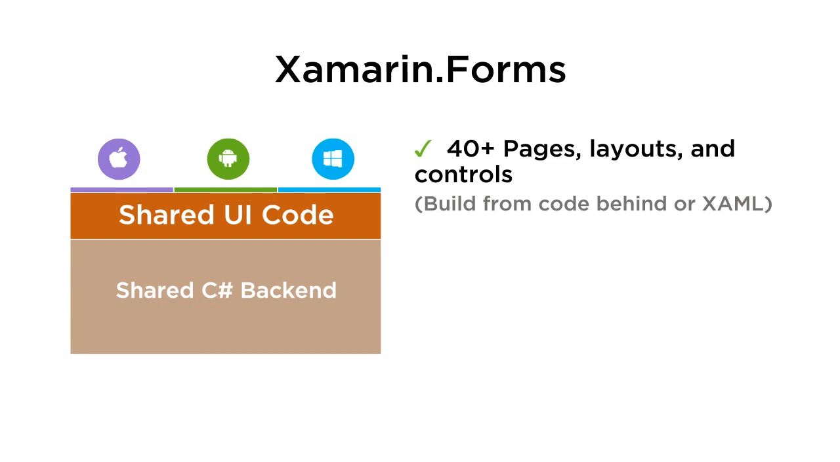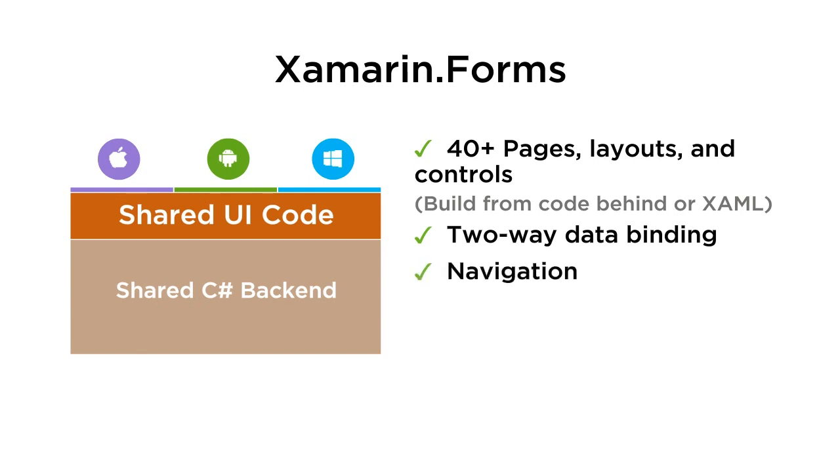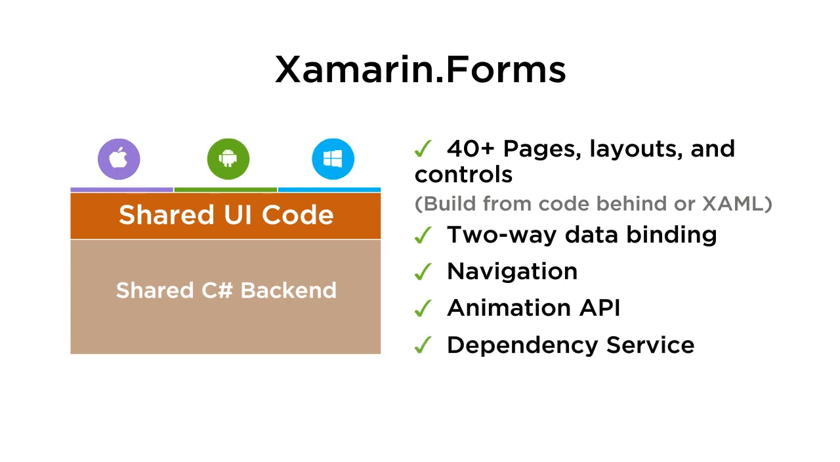In addition to the user interface, however, Xamarin.Forms provides support for two-way data binding, and we'll take a look at what this means. It also provides support for navigation among pages and passing data from one to the other. There is a complete animation API for 2D animation, and there is a dependency service for lightweight dependency injection. Finally, there is also a messaging center, and when we talk about MVVM, you'll see that you can use the messaging center to send messages from a view model to its view, or between any two other objects.